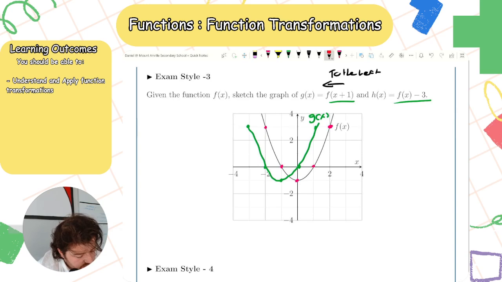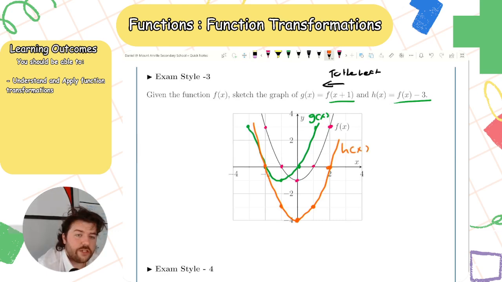And then h of x, we're shifting down 3. That's going to be 1, 2, 3. 1, 2, 3. 1, 2, 3. And this is going to roughly equal to like this. Right? And that is h of x. My function shifted down.